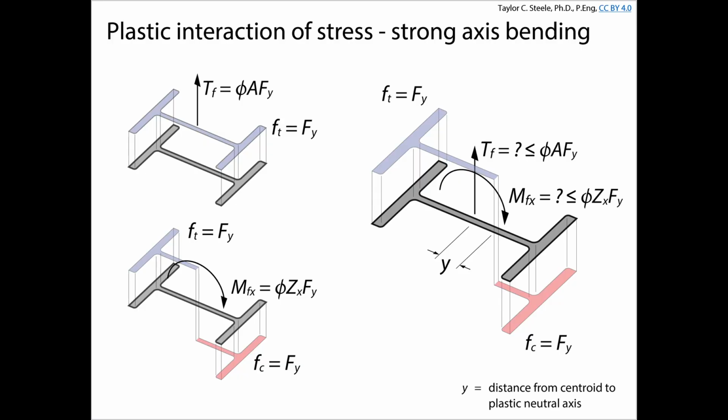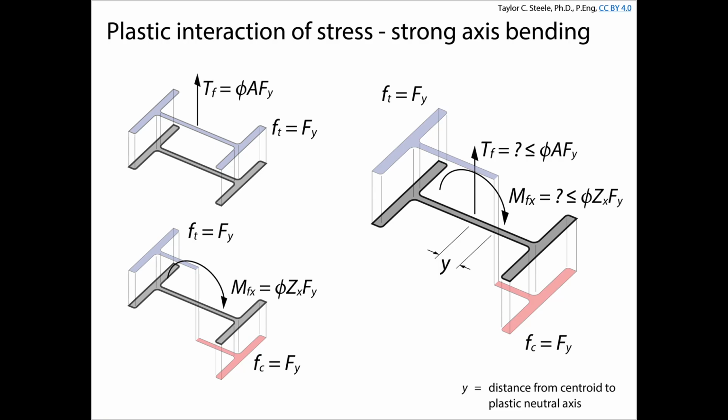Okay? Now, we can't just add these together. We are no longer in the range where elastic superposition is applicable. We can't just take the tensile stress and add it to the bending stress, because if we take this and add it to this, all of a sudden we have 2Fy in tension. Can't do that. Can't exceed the yield resistance anywhere in the cross-section. What we need to do instead is figure out where the neutral axis is going to be such that we develop some tension, and at the same time, what is the corresponding moment on that section?